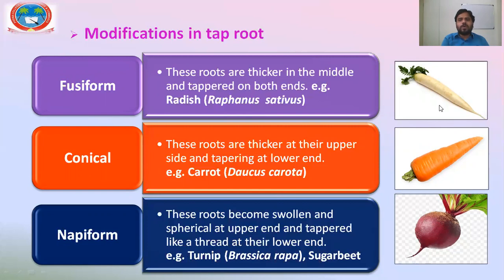All these forms of root, whether radish, carrot, turnip or sugar beet, occur for the storage of food material. This modification occurs for the storage of food material.